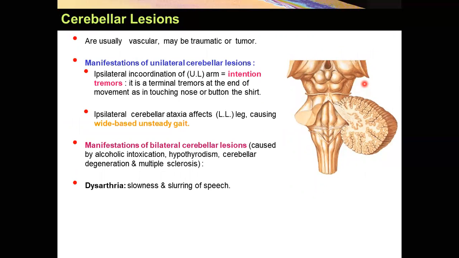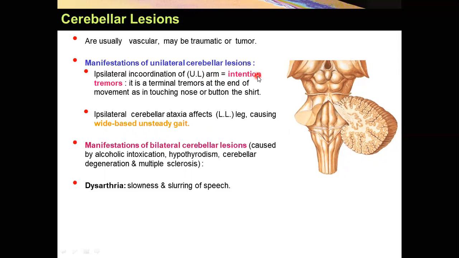What happens in lesions of the cerebellum? Well, cerebellar lesions are usually vascular, but may be traumatic or tumor-related. Manifestations of unilateral cerebellar lesions cause ipsilateral incoordination of the upper limb or the arm.